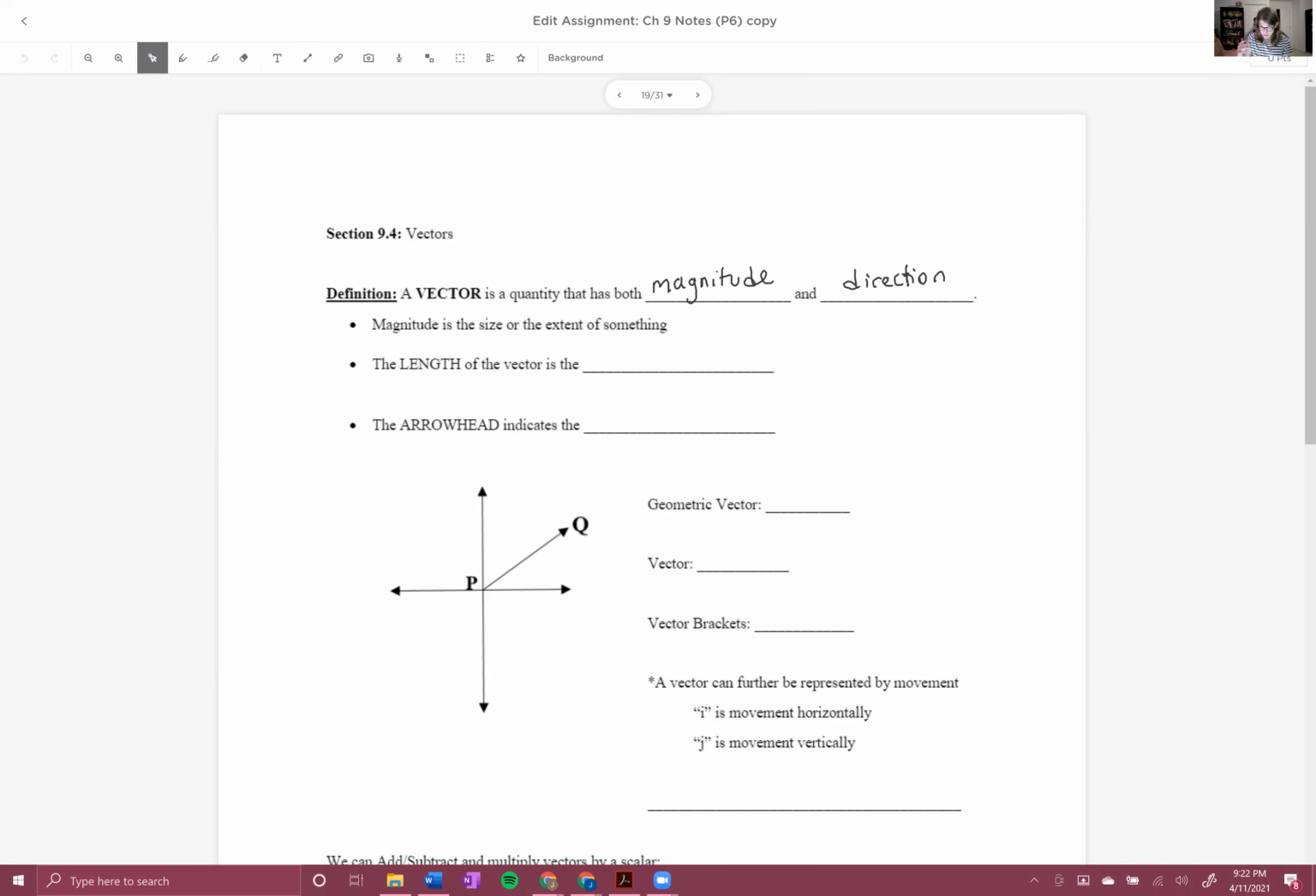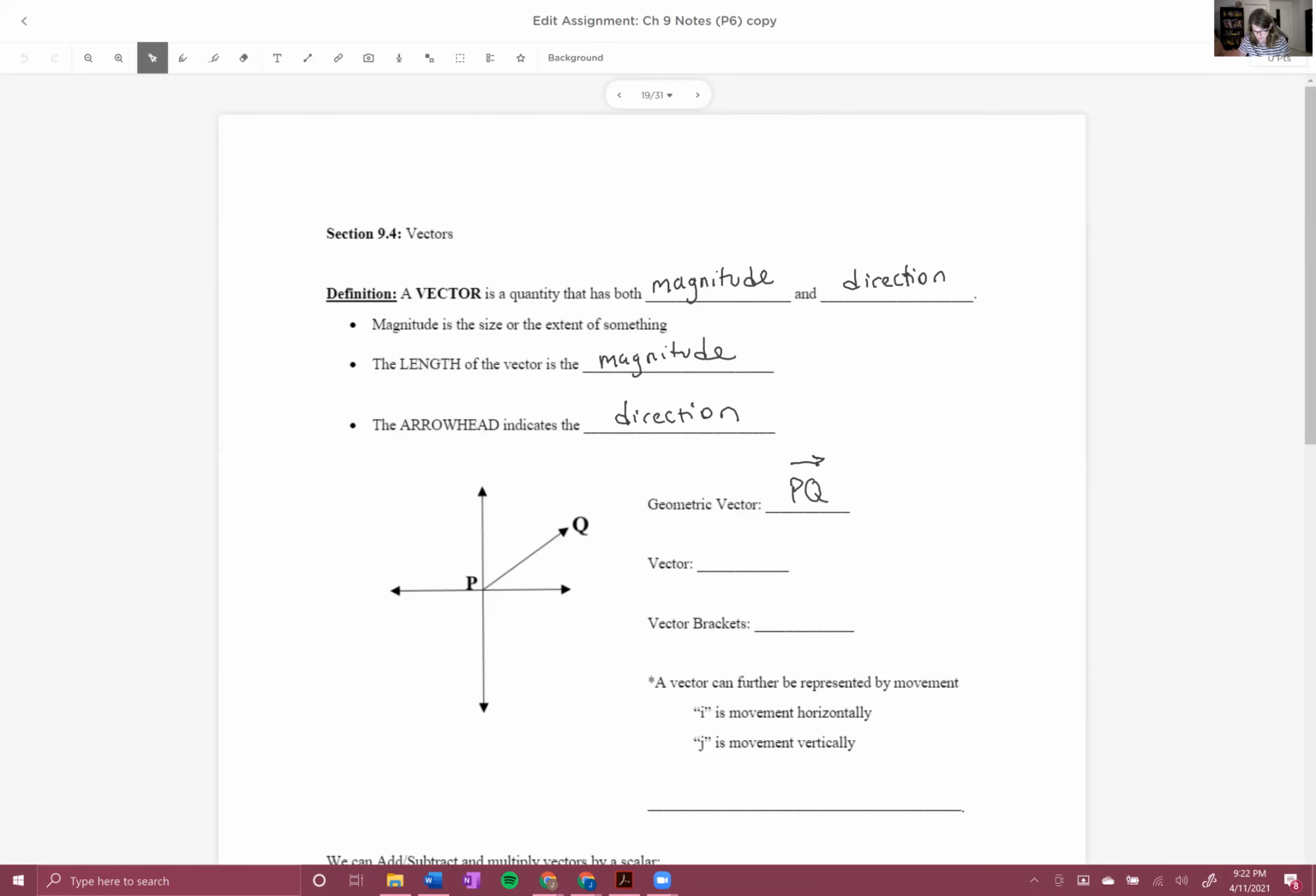The magnitude is the size or extent of something. So in essence, for us, the length of the vector is our magnitude. We know how to find lengths of things in math. The arrowhead indicates the direction. So again, there's a starting point and a place where it ends, and that is on purpose, and that is necessary. You might recall from geometry how we labeled rays. We took the starting point and a point that it went through and drew an arrow on top of it.